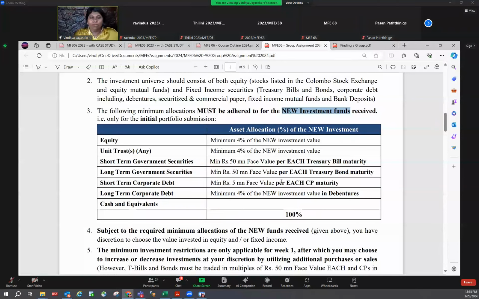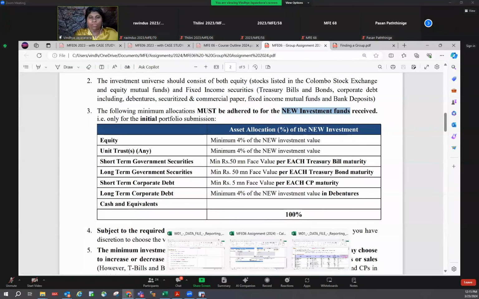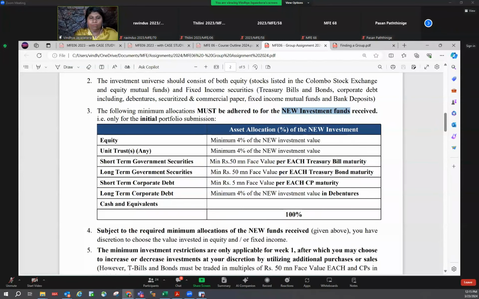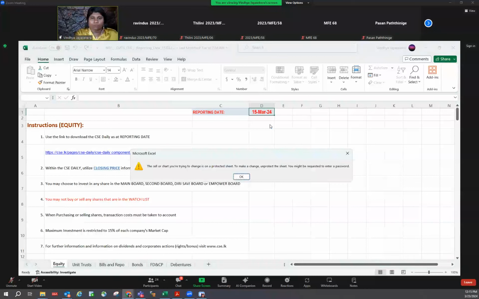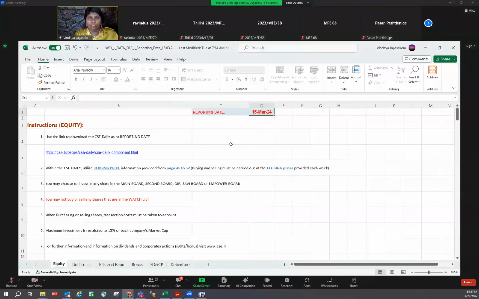For that, from Monday, there'll be a file that is provided. This is called a data file, right? This file will be dated 21st of March. On the 21st of March, you use the share market closing price data that is on the Colombo Stock Exchange.